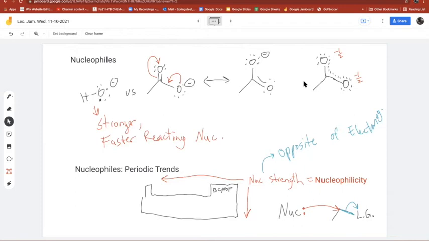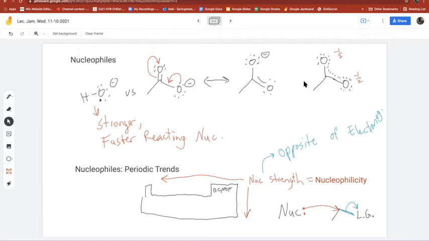Should make sense to you. If I'm a very electronegative atom, I hold my electrons tight. I don't want to reach out to an electrophile. I want to hold them tight. If I'm not so electronegative, then my electrons are loosely held and they can reach out and attack electrophiles easier.